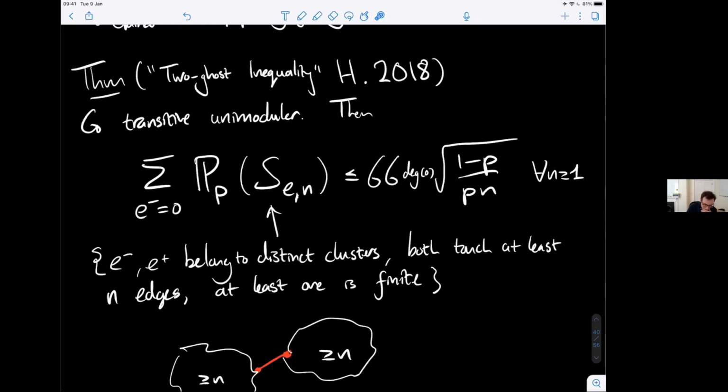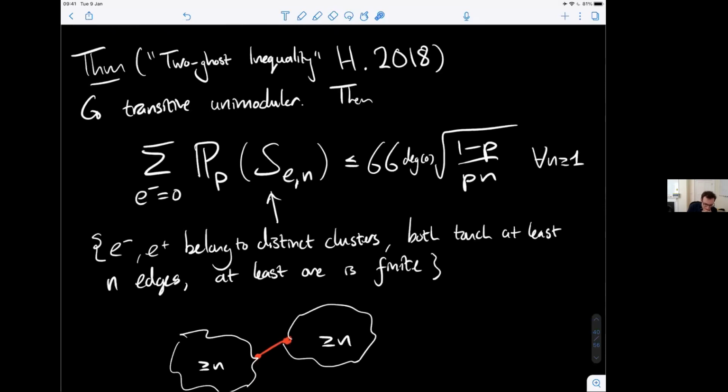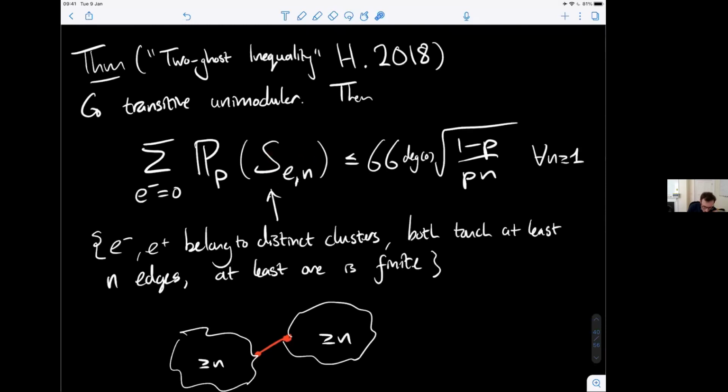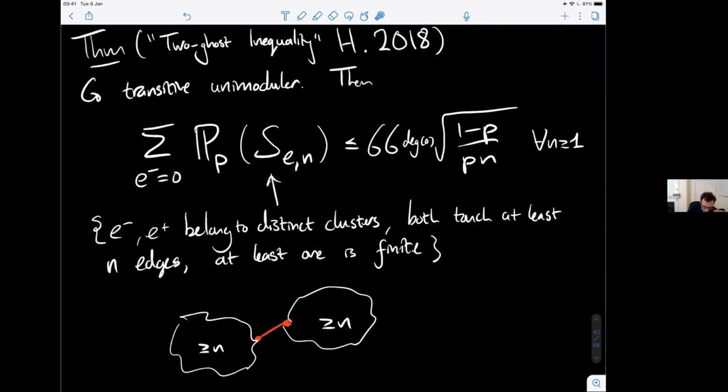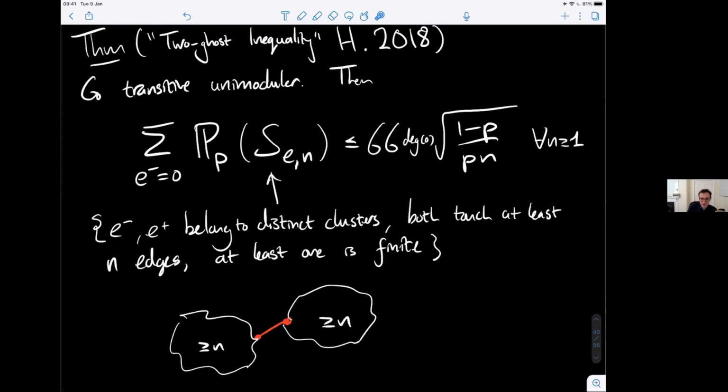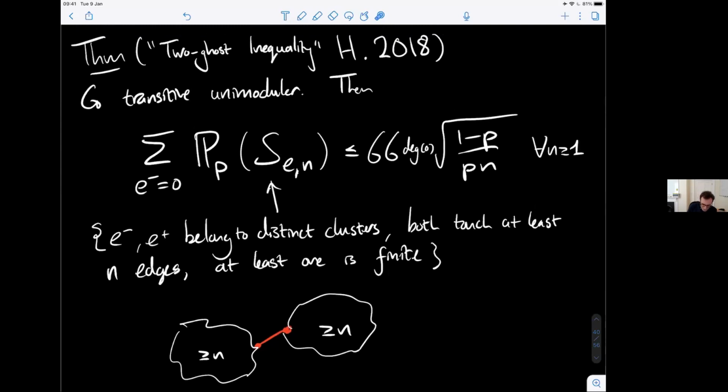What it says is, for each edge e, define this event S_e to be the event that the endpoints of e belong to distinct clusters, and both these clusters are big. It's convenient for this inequality to measure the volume in terms of the number of edges that you touch, where we say that a set of vertices touches an edge if it has at least one of the endpoints of the edge. So I want both of these clusters to touch at least n edges, and I also need at least one of the two clusters to be finite.